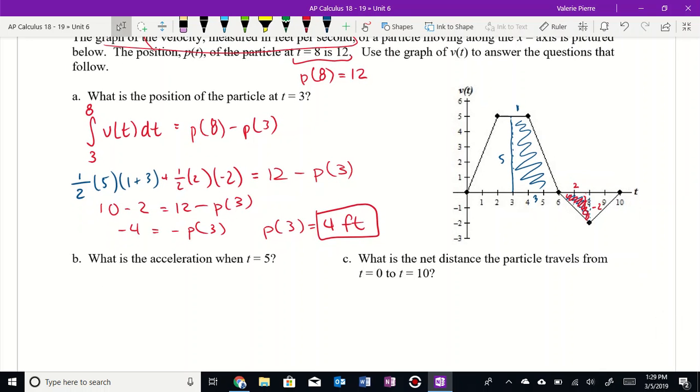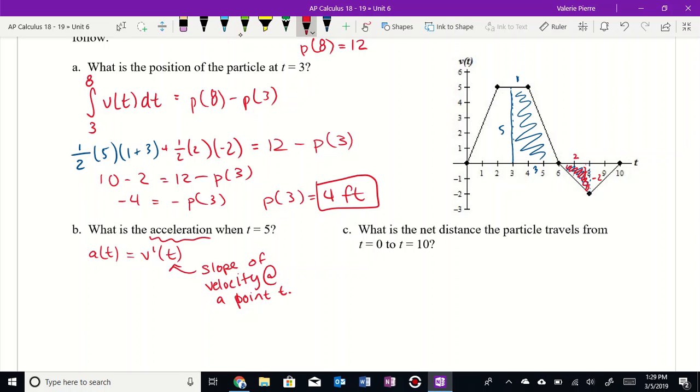Okay. Part B asks for the acceleration when time is 5. Since we don't have a function here, we have to go back to what we know the derivative means, right? So acceleration is the derivative of velocity. And the derivative of velocity basically states the slope of velocity at a point t, right? So what we're looking for is the slope of this graph when we're at t equals 5.